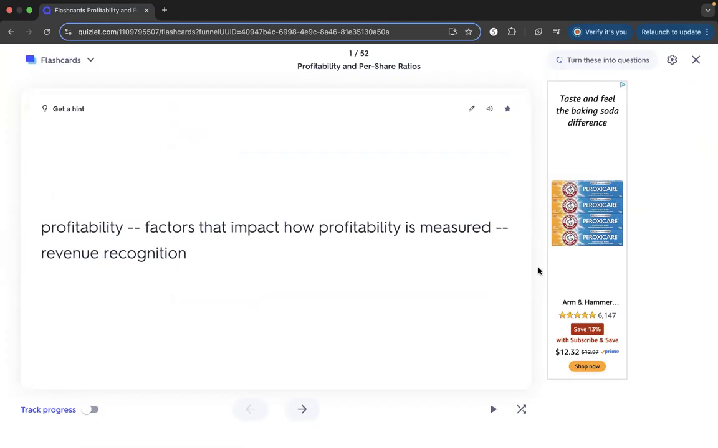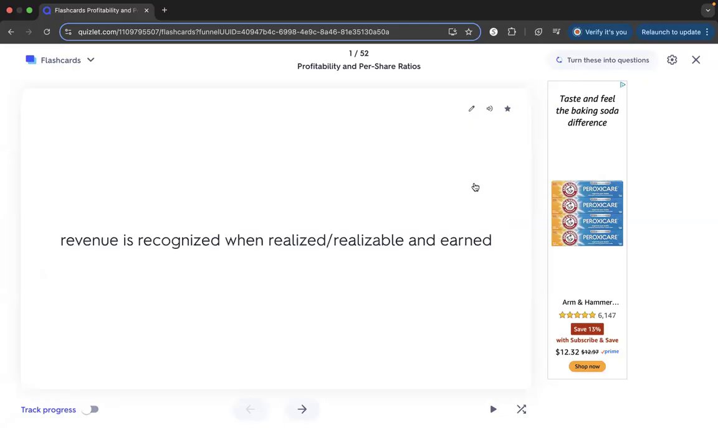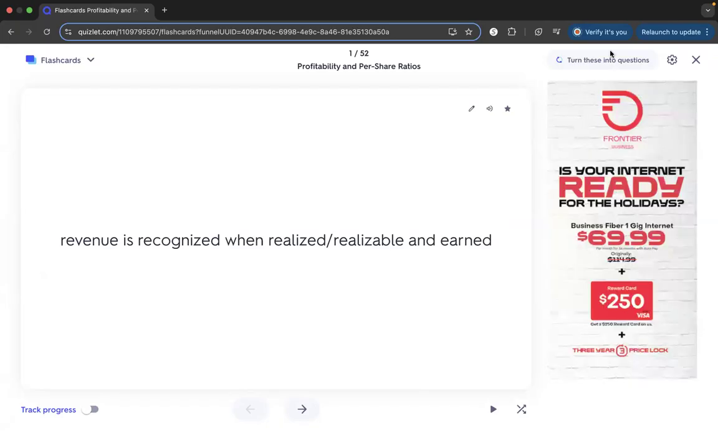So, regarding profitability, some of the factors that impact how profitability is measured, one of those is revenue recognition. Just a reminder that revenue is recognized when realized or realizable and earned.